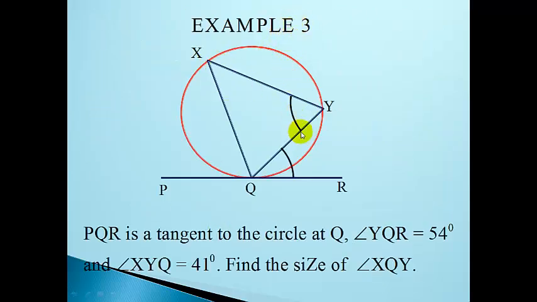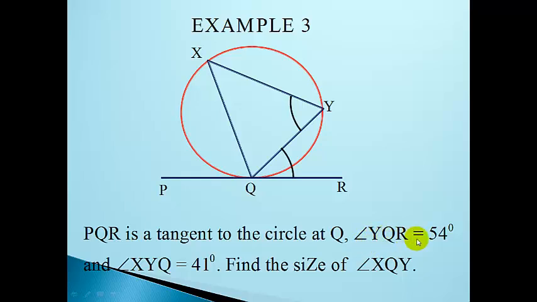Now let's look at this example. Considering the diagram, you can see that QXY is a triangle. PQR is a tangent at point Q. Now PQR is a tangent to the circle at Q. So the line PQR is a tangent to the circle at Q.